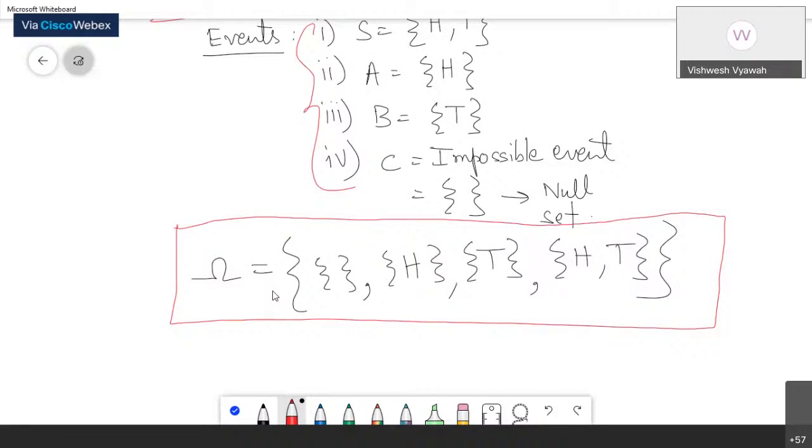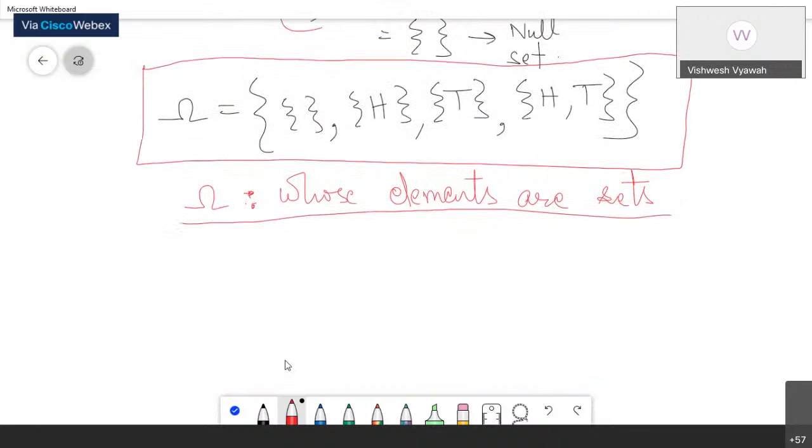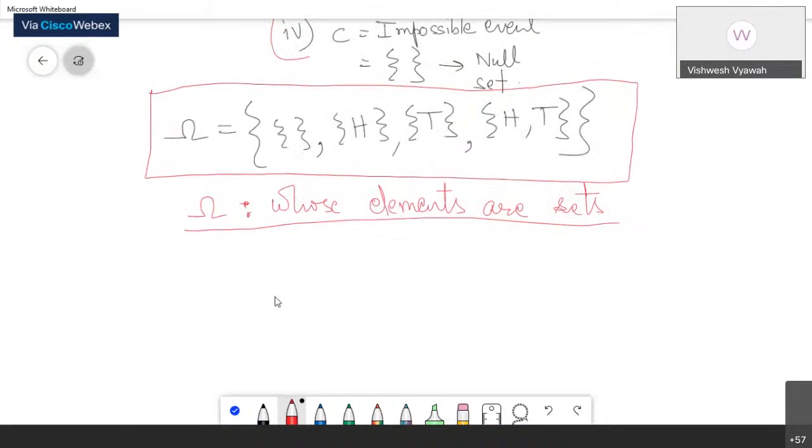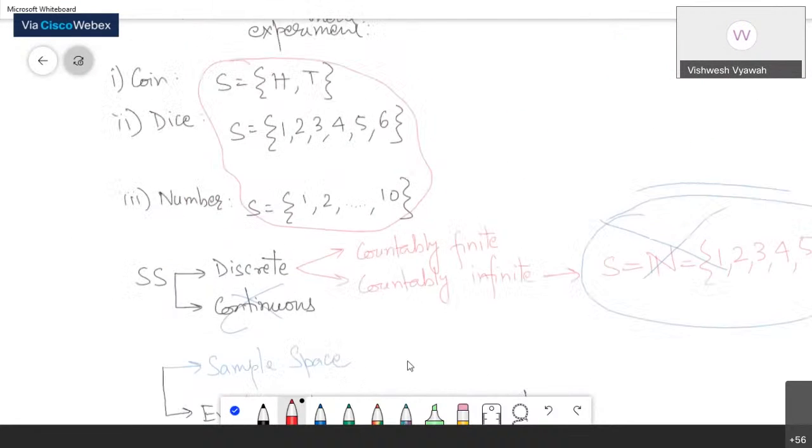Now please have a look at this very important concept. Sigma is nothing but my set of all events. So sigma is a set whose elements are sets. Why is this concept very important? Because the concept of probability that I am going to define, I am going to define on this sigma. I am going to define this probability as a function, or basically as a measure, on this sigma. I hope you have understood. If there are any doubts, please let me know. So I'll just take a quick recap. We started with the sample space, basically.